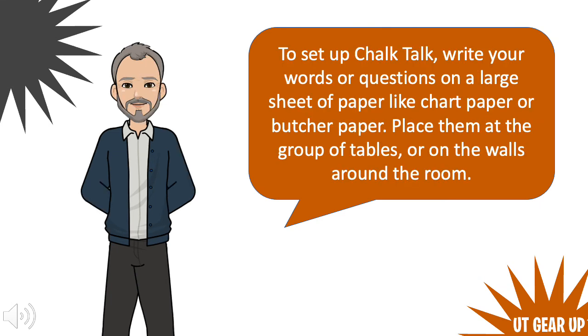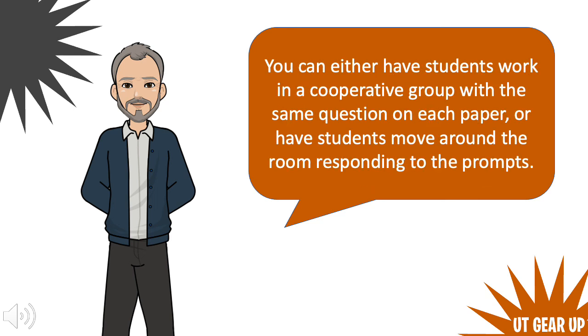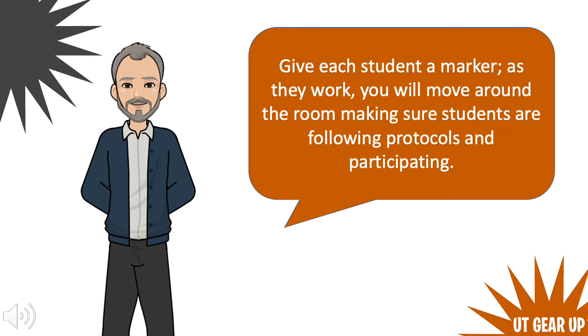To set up Chalk Talk, write your words or questions on a large sheet of paper, like chart paper or butcher paper. Place them at groups of tables, or on the walls around the room. You can either have students work in a cooperative group with the same question on each paper, or have students move around the room responding to the prompts. Give each student a marker.